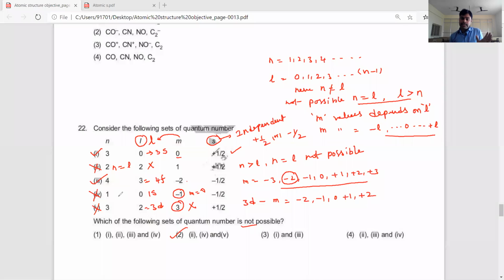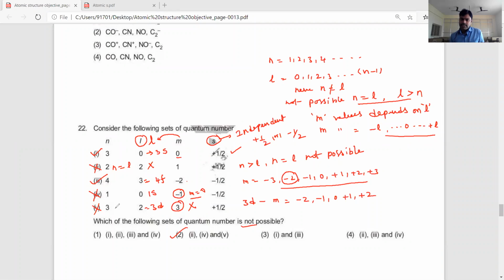Next, let's see the fourth set. N is equal to 1, L is equal to 0. L value is less than N. But M values depend on L. If L is equal to 0, M should be 0 only. Minus 1 is not possible. That's why the fourth set is not possible.